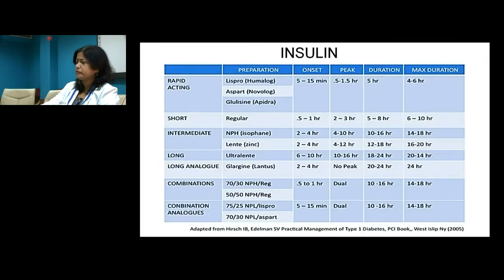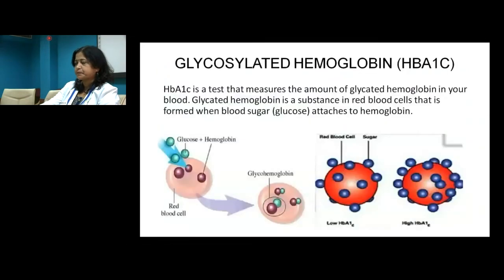This is the table of insulin. I think you should know about the types of insulin and the preparation, peak duration or maximum duration. But that purely depends on your clinician's advice. So don't go for self-medication related to insulin. There are rapid acting, short, intermediate, long analog, combinations, and combinations of analogs. That depends on the individual.